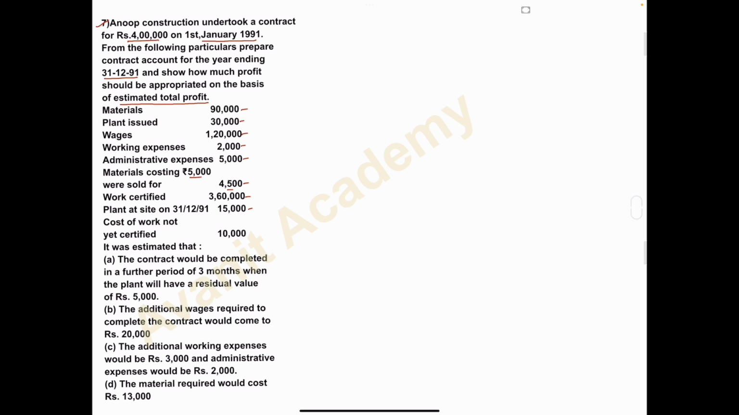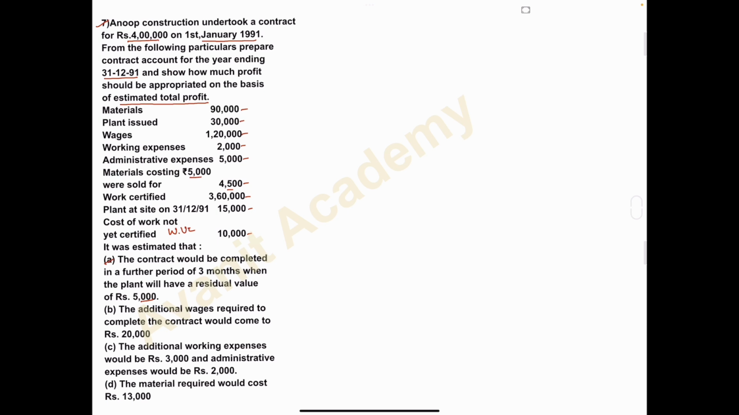This is the closing value of plant. Cost of work not yet certified. The work is completed but it is not certified. What it is called? Work uncertified. The work uncertified amount is 10,000. Next, certain additional information they have given. Point A: the contract would be completed in a further period of 3 months when the plant will have a residual value of rupees 5,000.